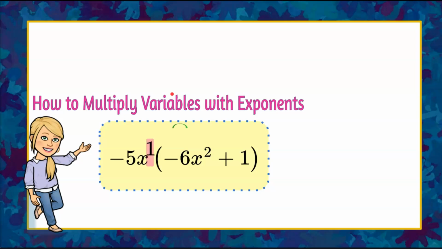And there you have it. That's how to multiply variables with exponents. If they have the same base, you add their exponents.